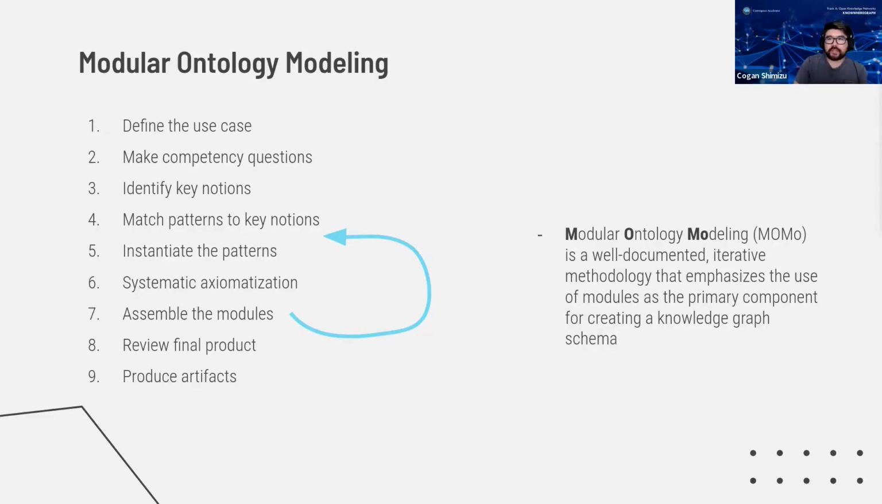The modules generally comprise central components of the ontology. I called those key notions earlier, or the central components. These are the main drivers of conceptualization. These are the concepts that are most important to modeling the data, especially with regard to the competency questions and the use cases that we spoke of earlier.